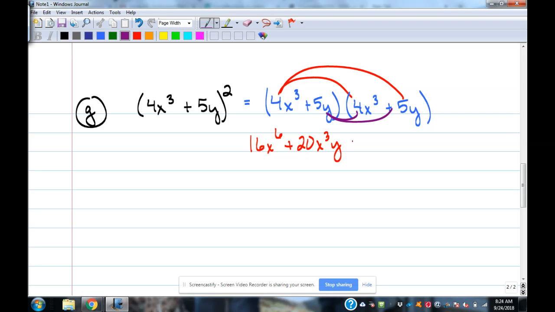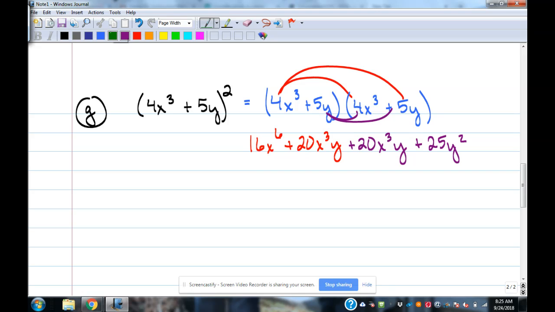So we end up again with 20 x cubed y. It doesn't matter what order I write that in. I'm writing it x cubed y because that's the way I wrote the other one. I tend to stick with alphabetical order. And then 5y times 5y is 25y squared.